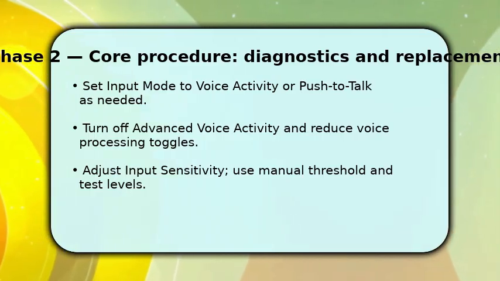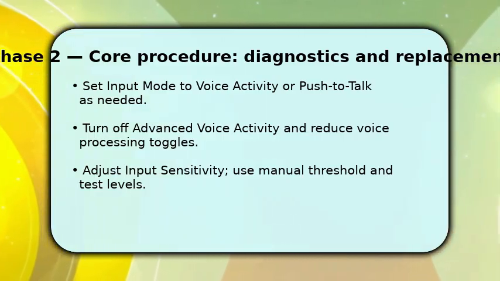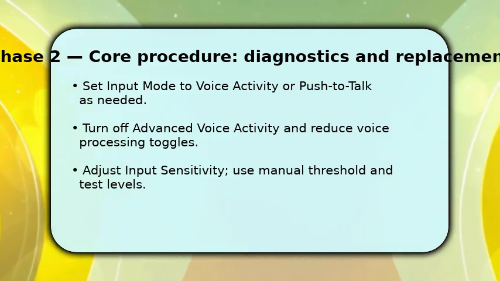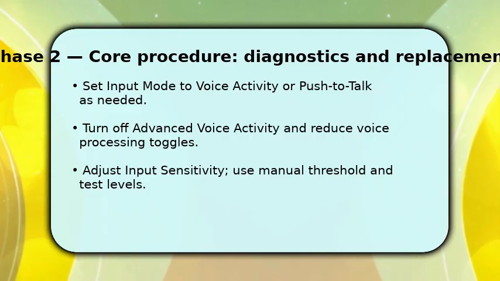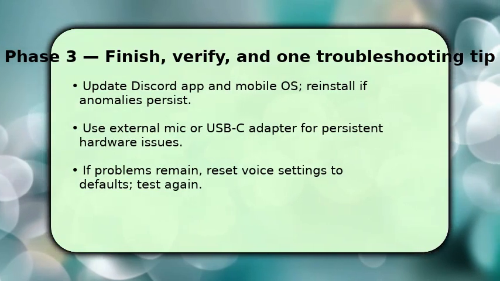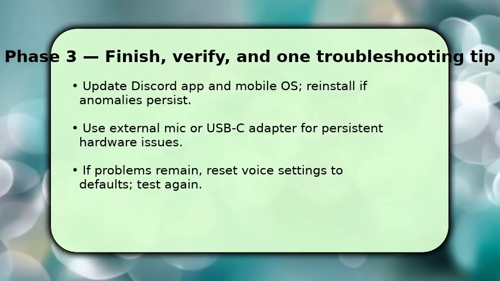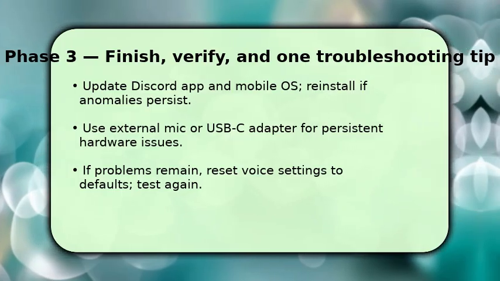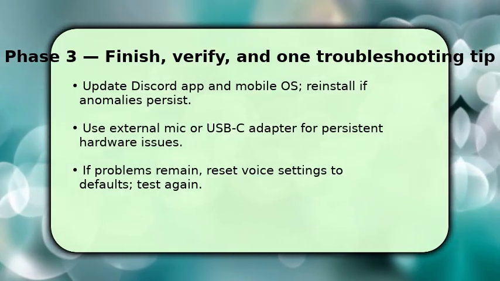Finally, set input sensitivity manually. Slide until your normal speech triggers but background noise does not, and observe the waveform. Finish by checking software. Update Discord in your phone OS because bugs often cause quality drops. If you still hear distortion, swap to an external mic or a USB-C adapter. Hardware bypasses problematic Bluetooth stacks.